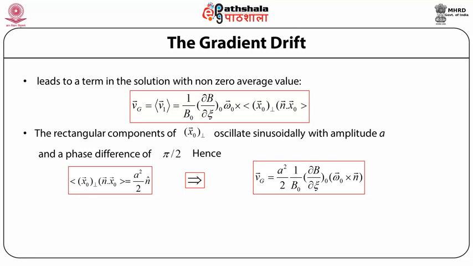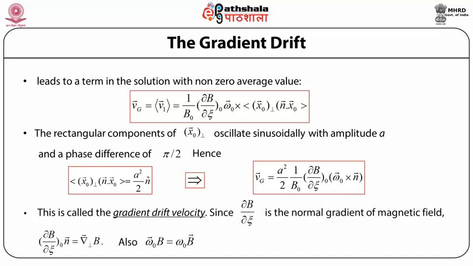on substituting this value, we have for the gradient drift velocity Vg = (A²/2)(1/B₀)(∂B/∂ζ₀) ω₀ × n̂. Since ∂B/∂ζ is the normal gradient of the magnetic field in the direction of n̂, (∂B/∂ζ₀) n̂ = ∇⊥B.